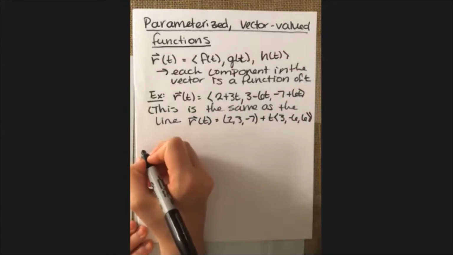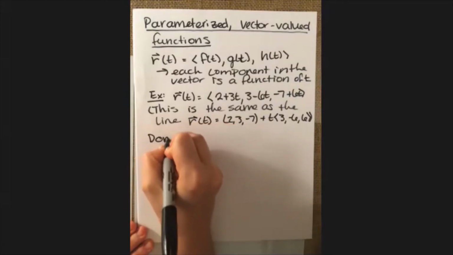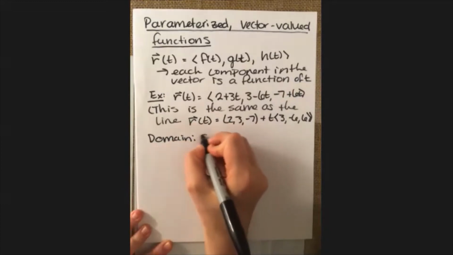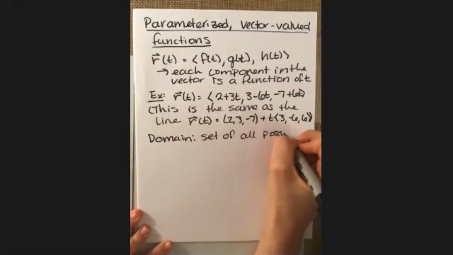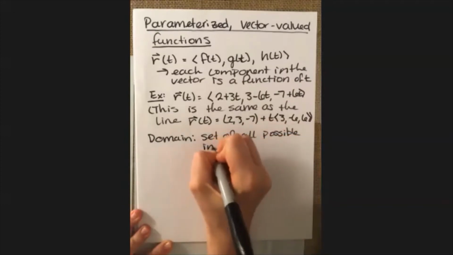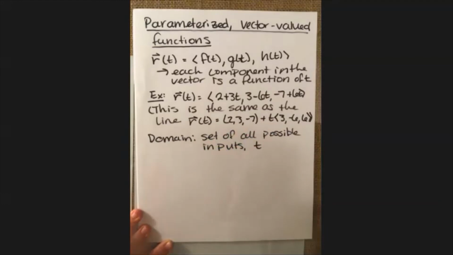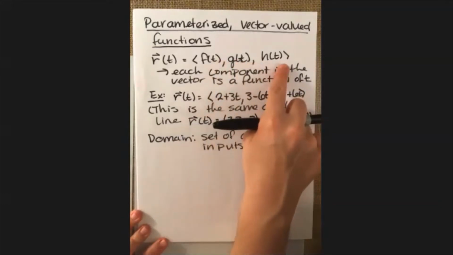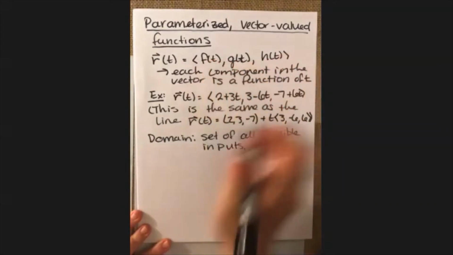If we want to talk about the domain of a parameterized vector valued function, it's the same idea as it is for a regular function. It's the set of all possible inputs t. And one thing that I do want to point out, though, is that there are now 3 different aspects that we have to consider when we're looking at this domain, and you want to make sure that t works in each component.